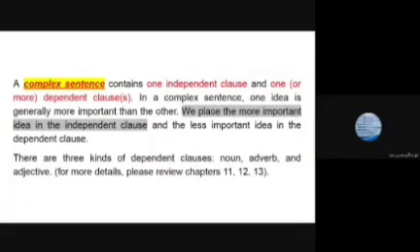Sorry, miss. If there is no "that," like "I guess I would come in," is this the correct structure for it? Maybe there is a mistake. Thank you, miss. You're welcome.